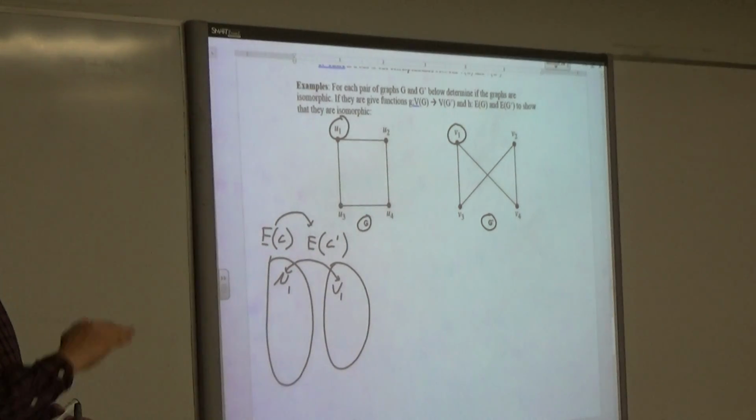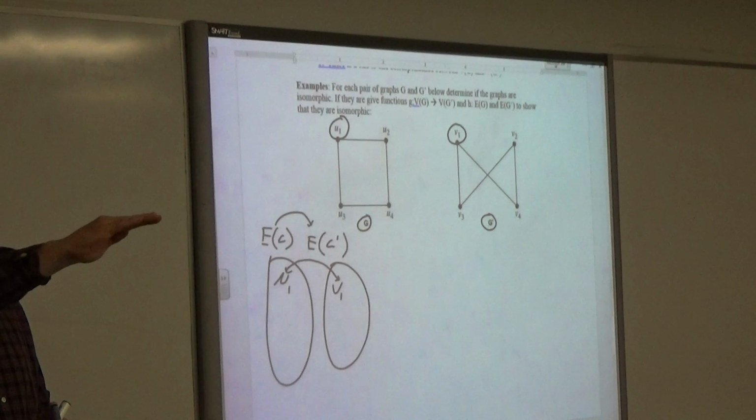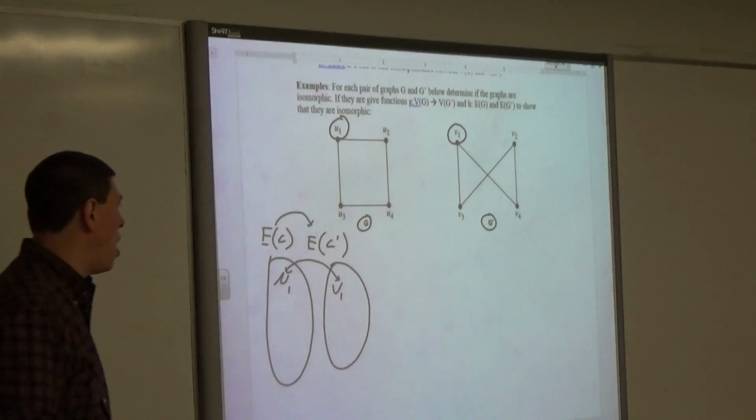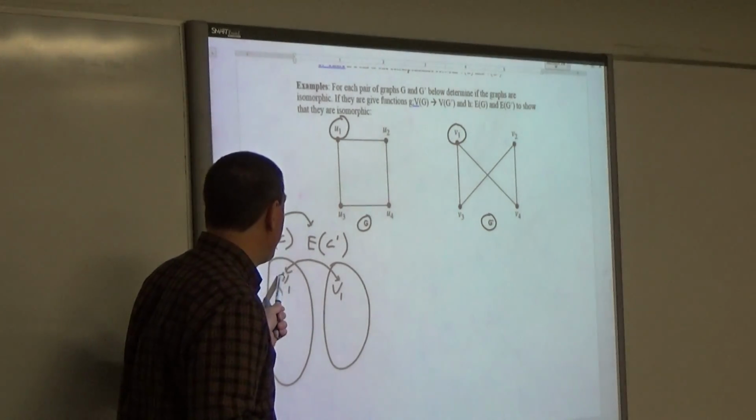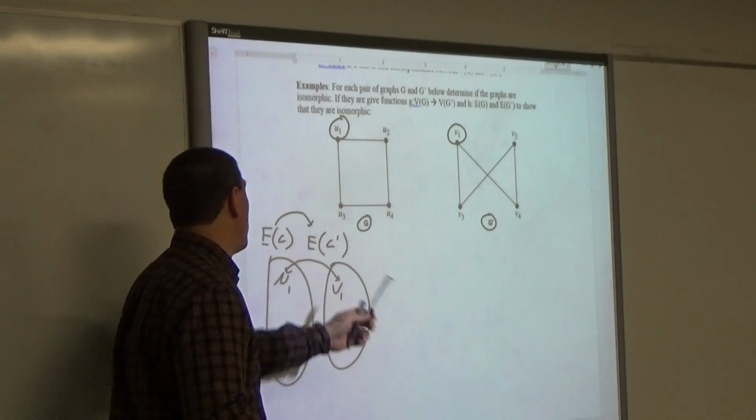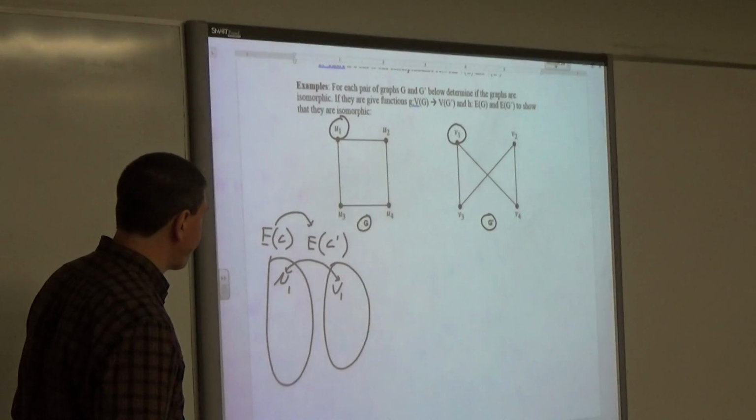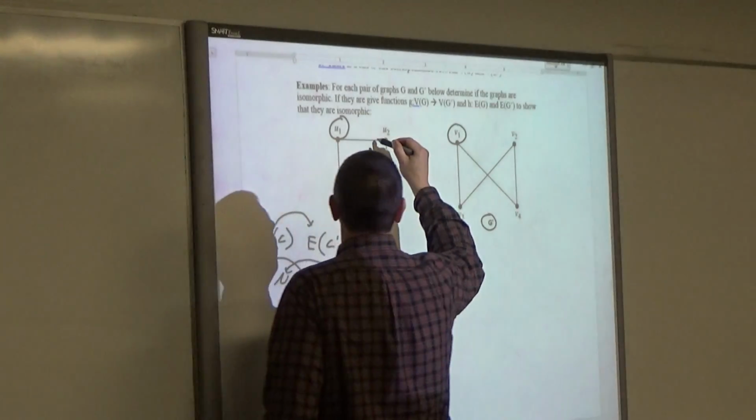By the way, you guys know what one-to-one means. One-to-one means it passes the horizontal line test. Okay? Just in case you didn't know that, but one-to-one means that there's only one output, or there's only one correspondence for each of these. Okay? Now we have to be careful.